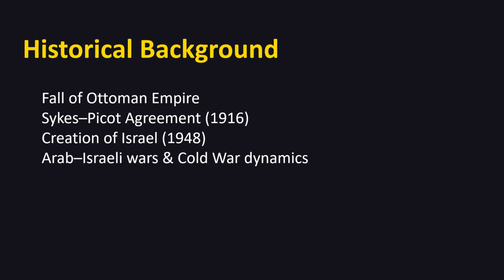Now the historical background. To understand today's conflicts, we need to go back a bit. For centuries, most of the region was under the Ottoman Empire. And when it collapsed after World War I, European powers like Britain and France divided up the land through agreements like Sykes-Picot. It was in 1916. But these borders didn't reflect the ethnic or religious realities of the people living there. That's where the seeds of tension were planted.